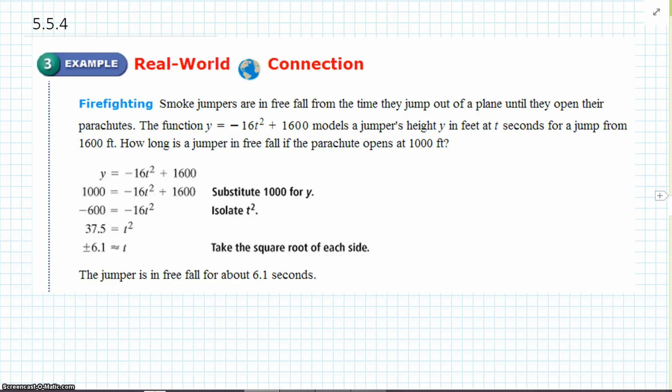Alright, we only have a variable in one term, so we're going to isolate it. So we're going to subtract 1,600 each side. So I'm going to get negative 600 equals negative 16t squared. We're going to divide each side by 16. I'm going to get t squared equals 37.5. Our t value, once you square root each side, is plus or minus 6.1 seconds. Since you can't have negative seconds, we're going to make it positive. So the jumper is going to free fall for about 6.1 seconds.